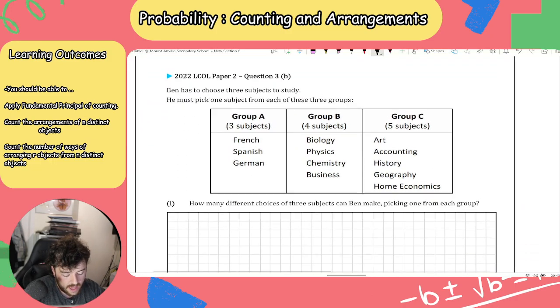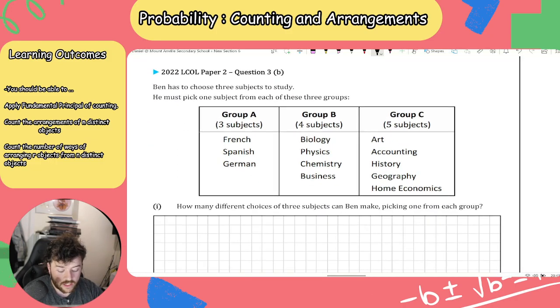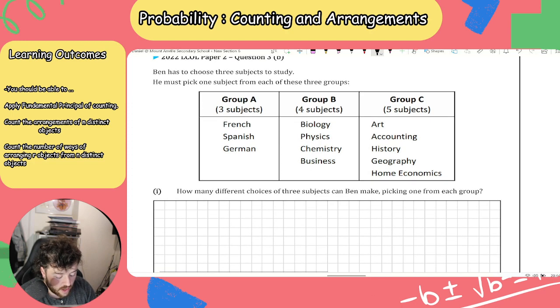So, let's look at some exam papers now. This is from the 2020 paper 2 last year. Ben has to choose 3 subjects to study. He must pick 1 subject from each of these groups. Group A has 3 subjects: French, Spanish, or German. In Group B he has to choose between biology, physics, chemistry, and business. And finally in Group C, he has to choose art, accounting, history, geography, or economics. How many choices of the 3 subjects could Ben make?